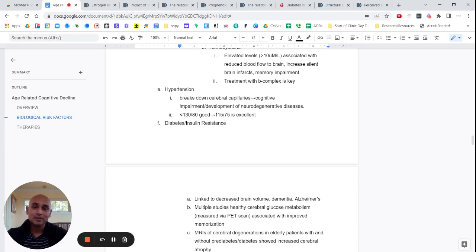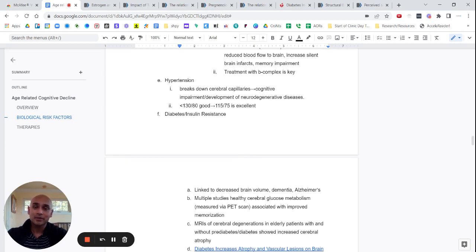Also, one concern is that you can develop a stroke. Higher blood pressures can lead to a hemorrhagic stroke, where a blood vessel might burst. Ideally, you want to keep your blood pressure under 130/80, with 115/75 being excellent.